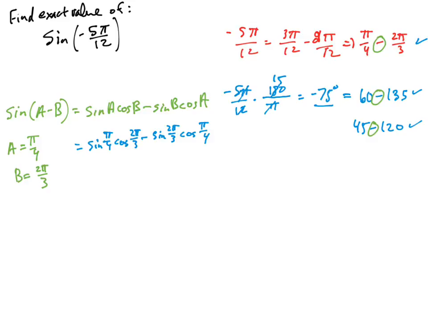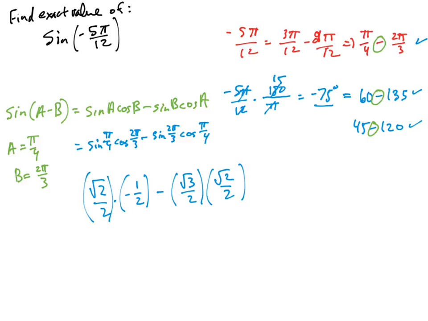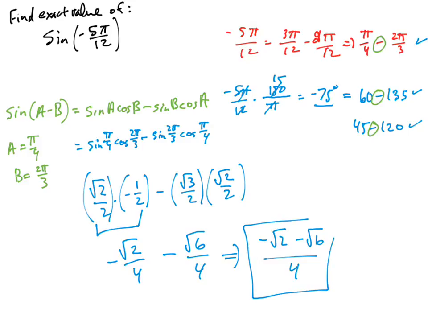Then we just evaluate each of these using the unit circle. Sine of pi over 4 is root 2 over 2. Cosine of 2 pi over 3 is negative 1/2, minus sine of 2 pi over 3 is positive root 3 over 2. And cosine of pi over 4 is root 2 over 2. Multiplying these first two together, we're going to get negative root 2 over 4, minus root 6 over 4, and then we can combine those. That will be negative square root 2 minus square root 6, divided by 4.